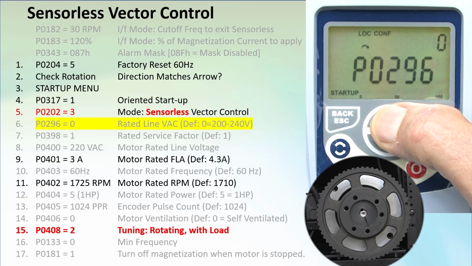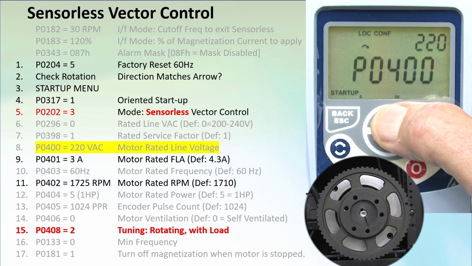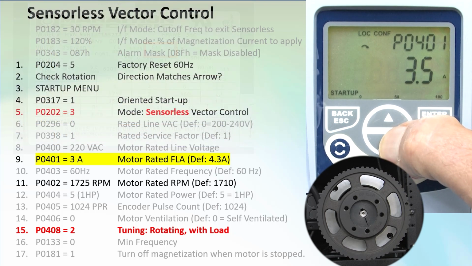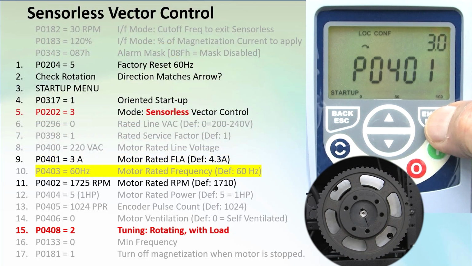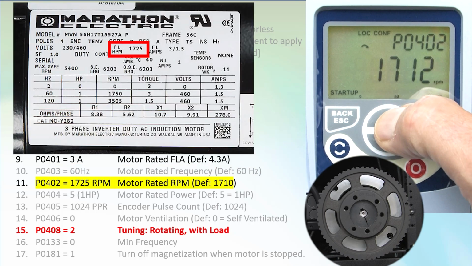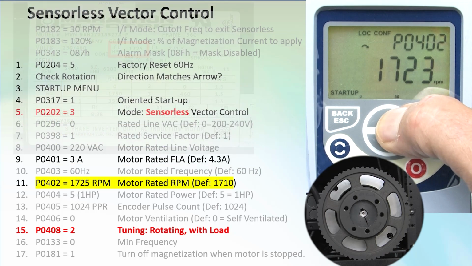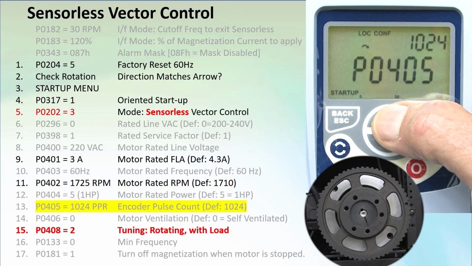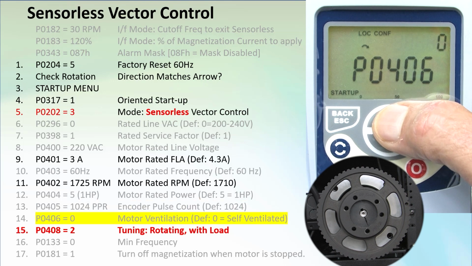This is the line voltage we expect, the service factor is fine, and the default rated voltage is fine. The motor's nameplate says it's rated for 3 amps, so I'll enter that here. 60 Hz is what we're using, and the motor's faceplate says it's rated for 1725 RPM, so I'll enter that here. This is the motor we're using, and we're not using an encoder, so we don't care about this guy. I'm a little surprised this sensorless vector mode would even ask for that. The motor is self-ventilated, and we're done.